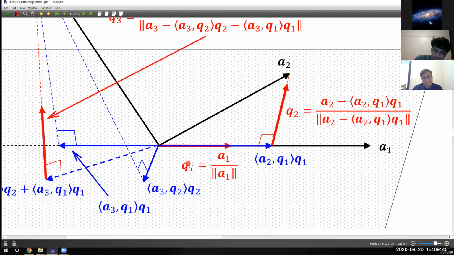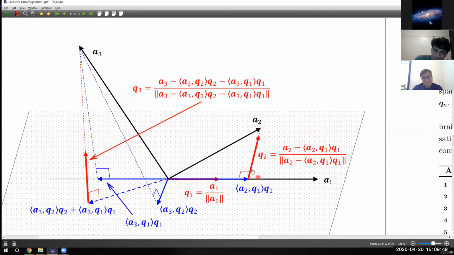Okay. And then I'm going to set Q1 equal to A1 over its norm, so that Q1 is what? A unit vector. Then for Q2 and Q3, what I need is that, first, both of them are unit vectors, meaning that the norm of them is 1. And second, all of them should be mutually orthogonal. In other words, they are perpendicular to each other for any two pairs, right?